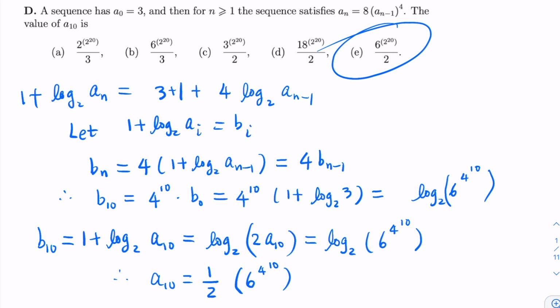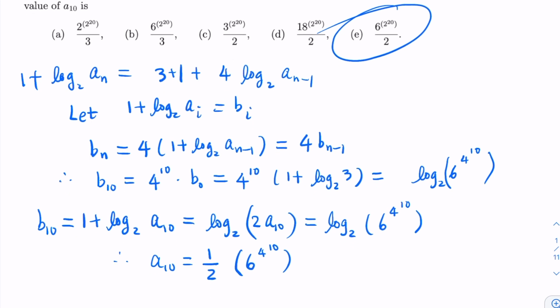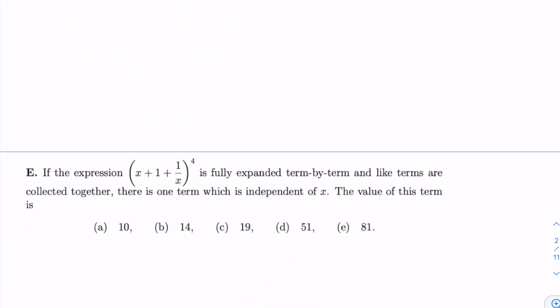Okay, so you can work directly with the original recurrence, and you don't have to take the logarithm here. But personally, I think logarithm makes it easier to justify. Okay, so let's move on.